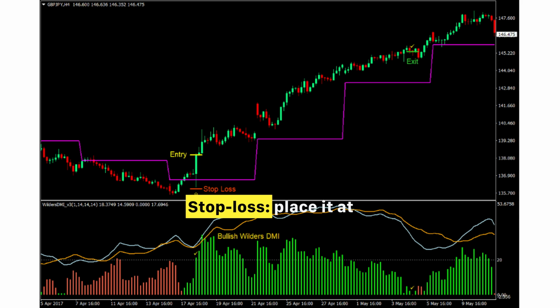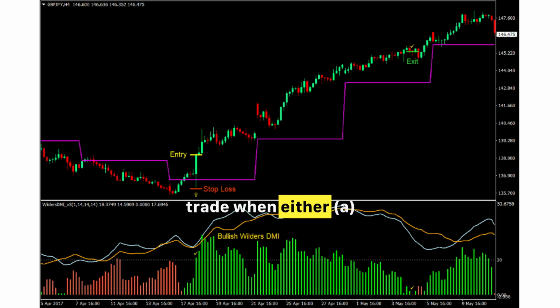Stop loss. Place it at the fractal low below your entry candle. Exit. You close the trade when either A. Price closes back below the weekly pivot line, or B. The Wilder's DMI histogram turns tomato.